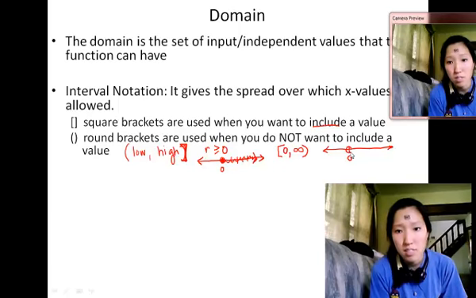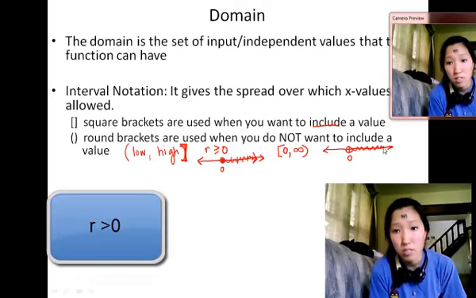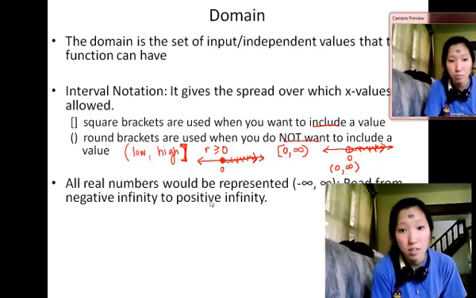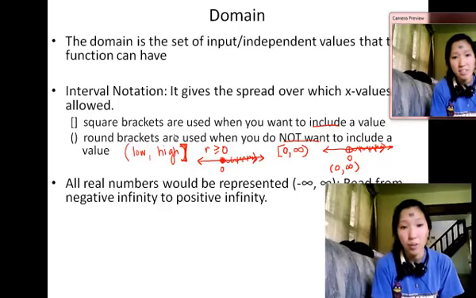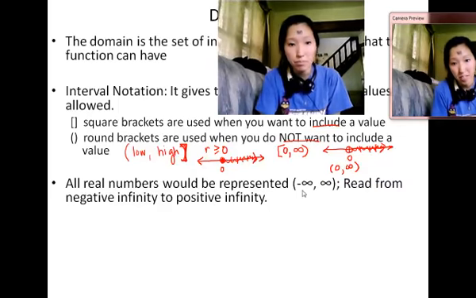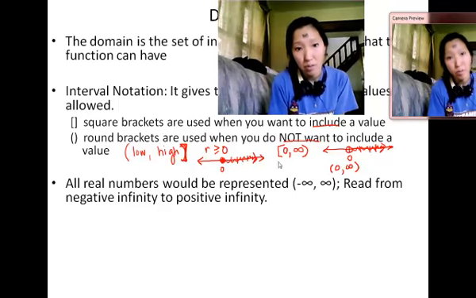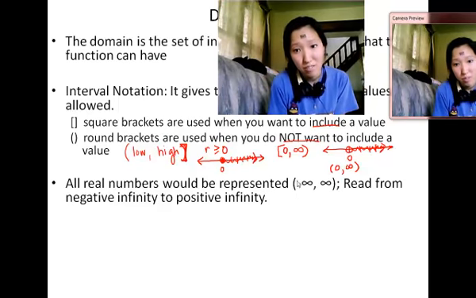Alright, let's say we had something like this where r was just greater than 0. We didn't want to include 0. So instead of using the square brackets, we would use the rounded brackets, and that would not include that value. Alright, let's say you could put all real numbers in. Well, the lowest number you could put in is negative infinity, and the highest number would be infinity.